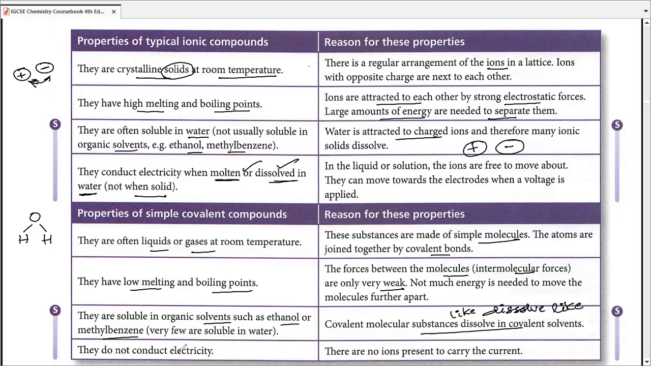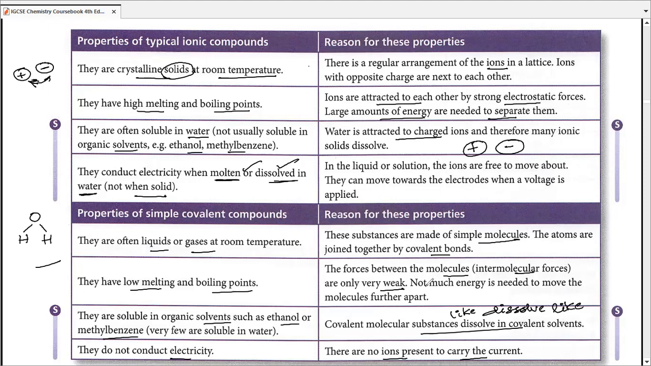However, simple covalent compounds do not conduct electricity at all. It's because there are no ions present to carry the current. In order to carry the current, the particle has to be charged, and there are no charged particles in the structures of simple covalent compounds.